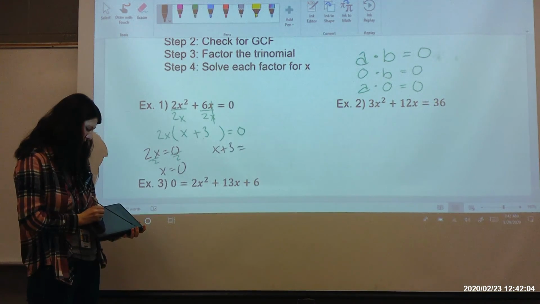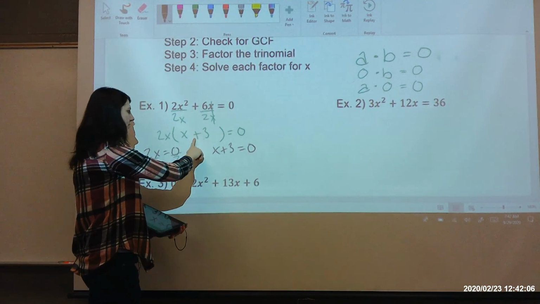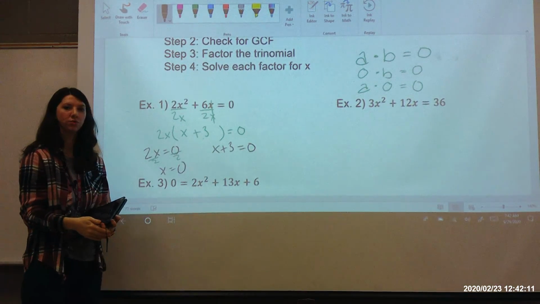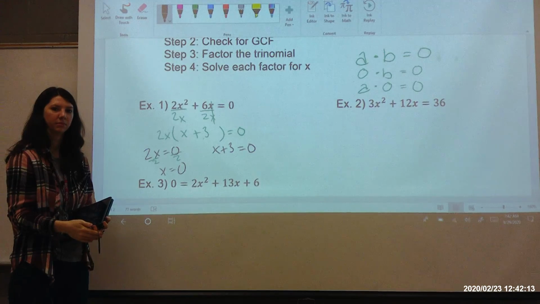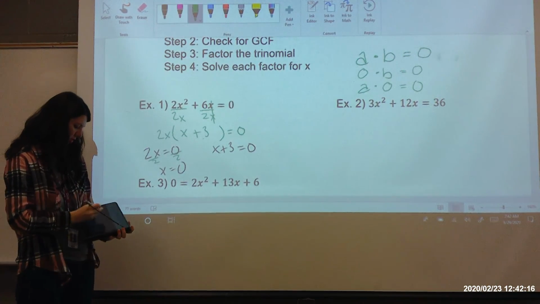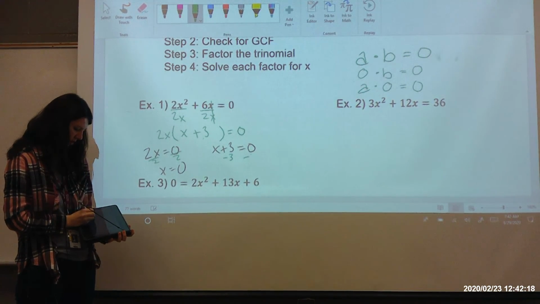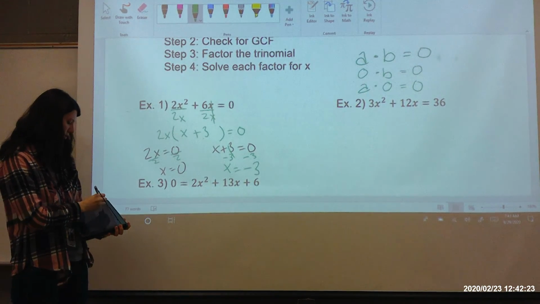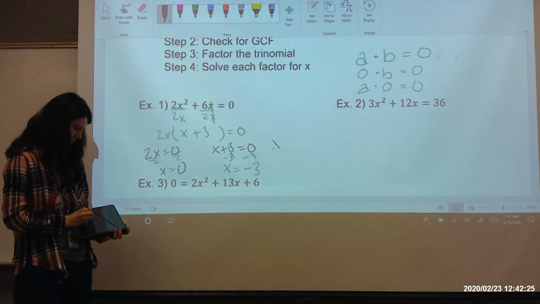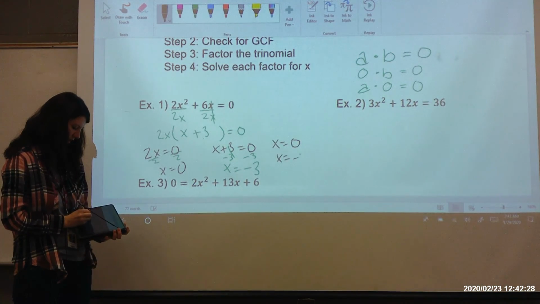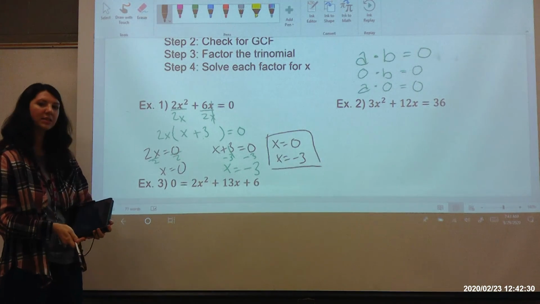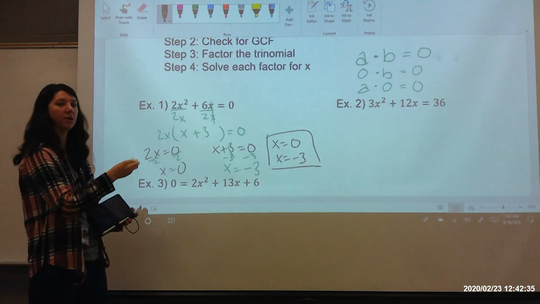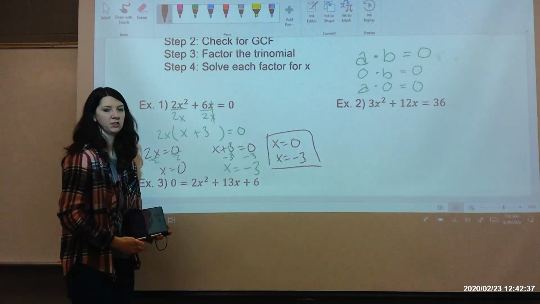X plus 3 equals 0. So thinking about this factor, what does x have to be in order to make this statement true? Okay, if you're not sure, you can solve the equation, minus 3, and I get x equals negative 3. So my two solutions are x equals 0 and x equals negative 3. Okay, since we're not talking specifically about a graph, we do not have to write these as coordinate points. We are actually talking about a solution to an equation, so x equals is fine.